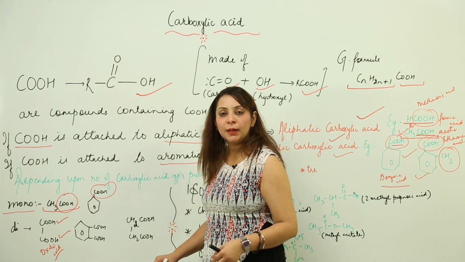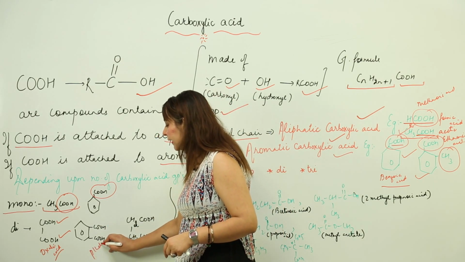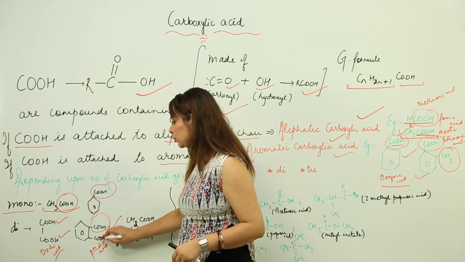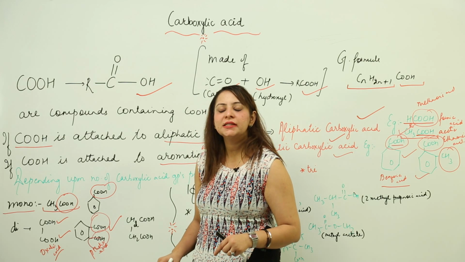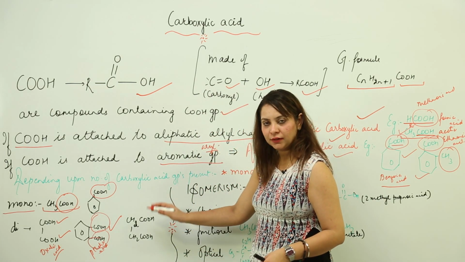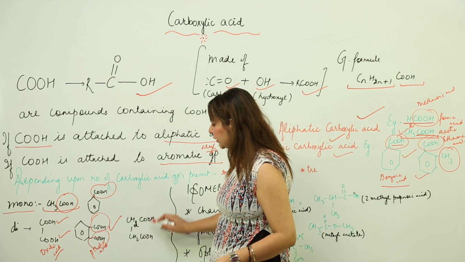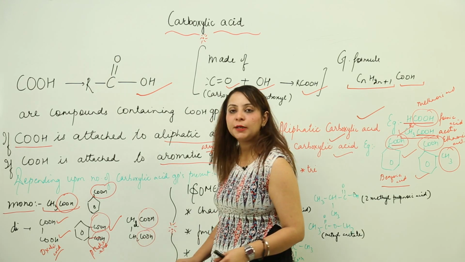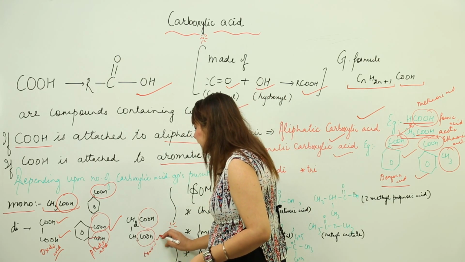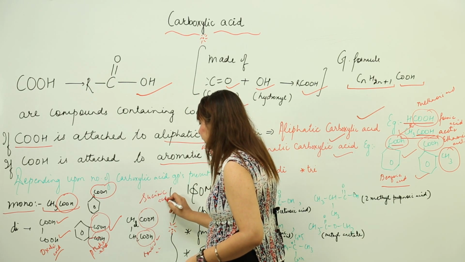Likewise, there can be two carboxylic acids attached to the benzene in this way. Particularly this name is phthalic acid. Here also you see two carboxylic acids, so that means it is a member of dicarboxylic acid. Likewise, we can have an aliphatic chain also, CH2COOH, CH2COOH, two carboxylic acid groups, so again it is a member of dicarboxylic acid, and the name is particularly succinic acid. I will write here, succinic acid.